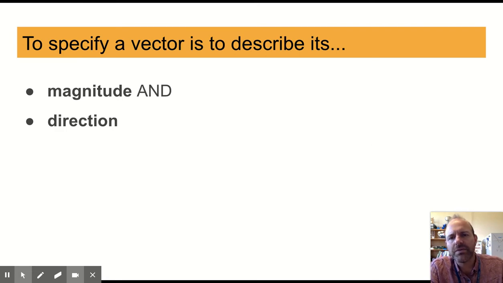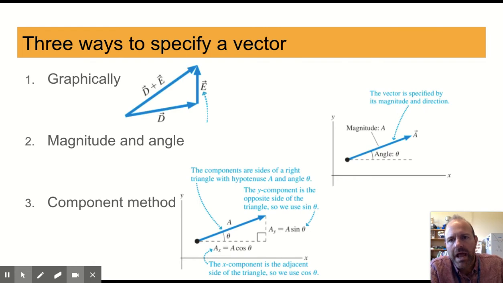To specify a vector, we need two things. We need its magnitude and its direction. And there are 3 different ways to do this. We can do it graphically, that's just drawing it. We can say a magnitude and an angle, or we can use components, the x and y and z, if 3 dimensions, pieces of it.